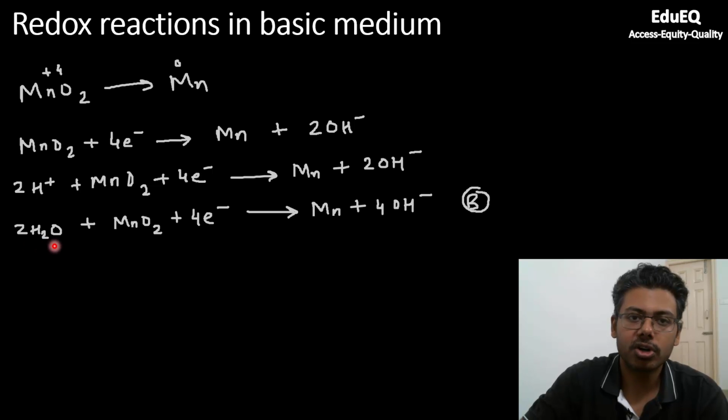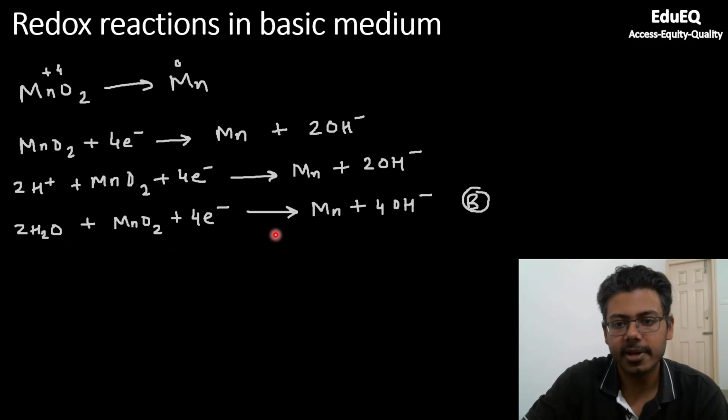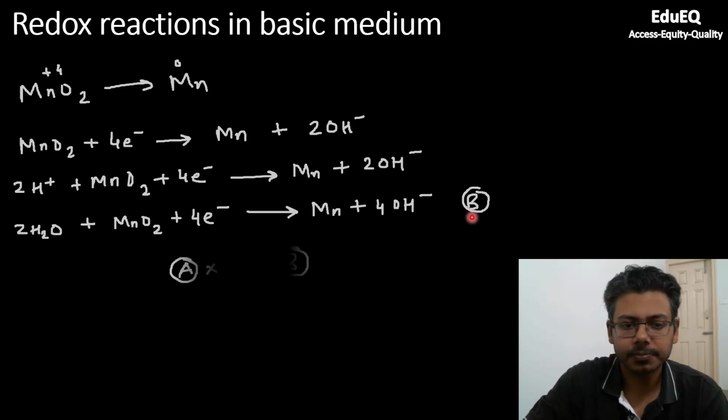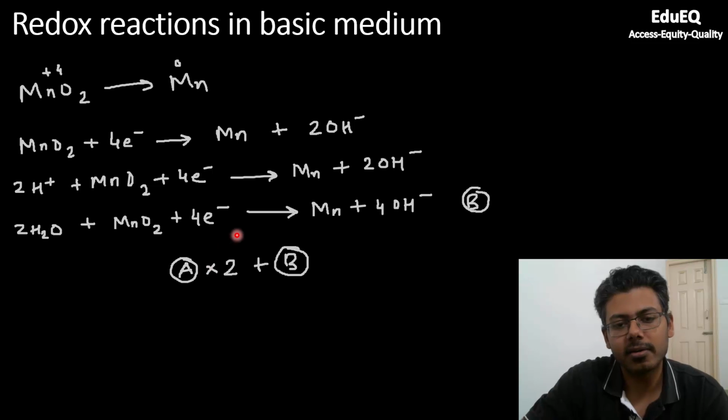It forms 2 water molecules, rest everything remains same. And since you have added 2 OH minus on this side, it becomes 4 OH minus. This is reaction B. Now, if you remember, there were 2 electrons on the right hand side in reaction A, and here you have 4 electrons.